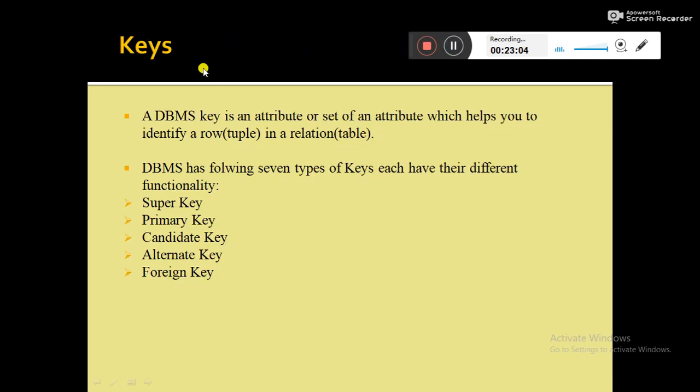The next topic is key. A key in DBMS is basically an attribute or set of attributes which helps us to identify a particular record or particular tuple in a relation. And DBMS has the following 7 types of key. For example, the first one is super key, primary key, candidate key, alternate key, and foreign key.